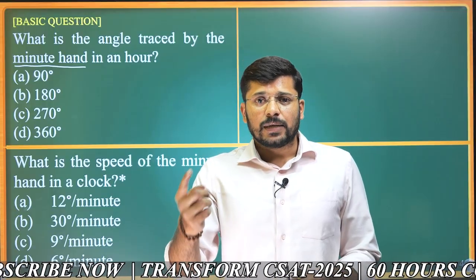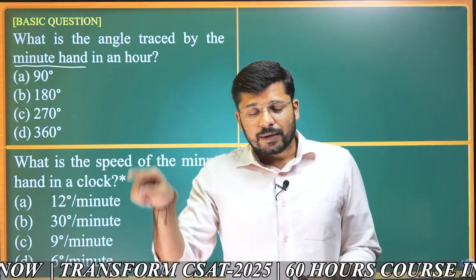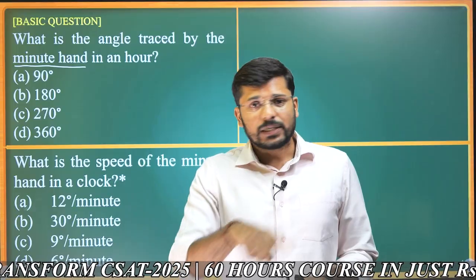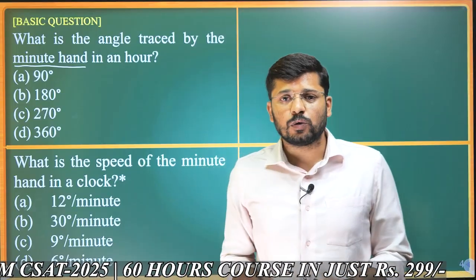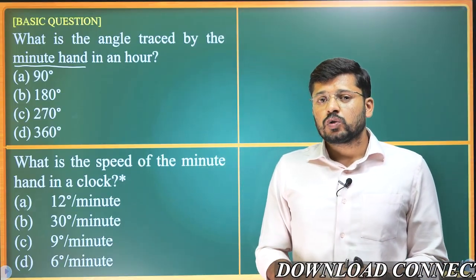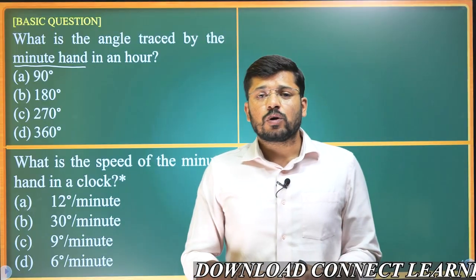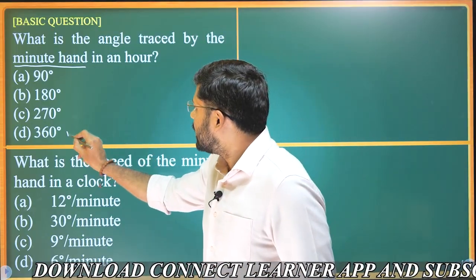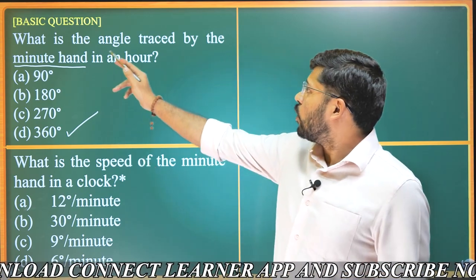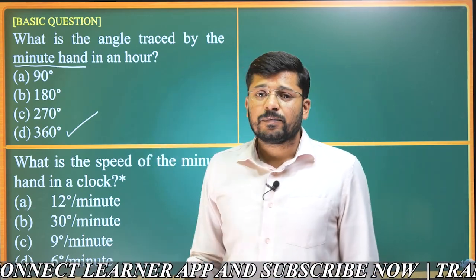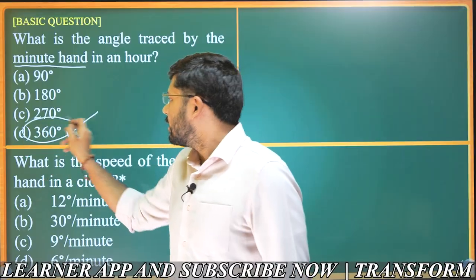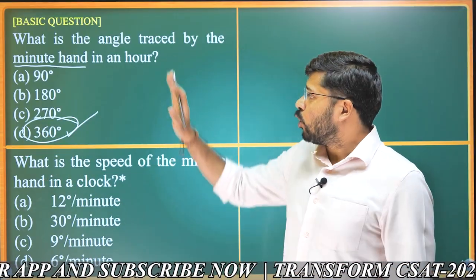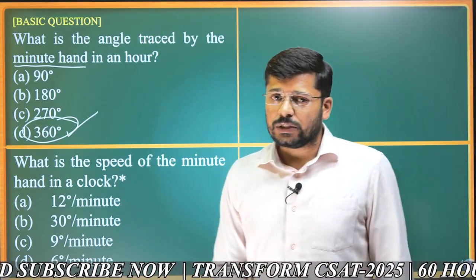Then after 1 hour, that is at 2 o'clock, the minute hand would make a full circle, and again it would be back to showing 12. So we know that a full circle is measured as how much? It is measured as 360 degrees. So what is the angle traced by the minute hand in an hour? That is 360 degrees. Now based on this concept, we shall answer this question.